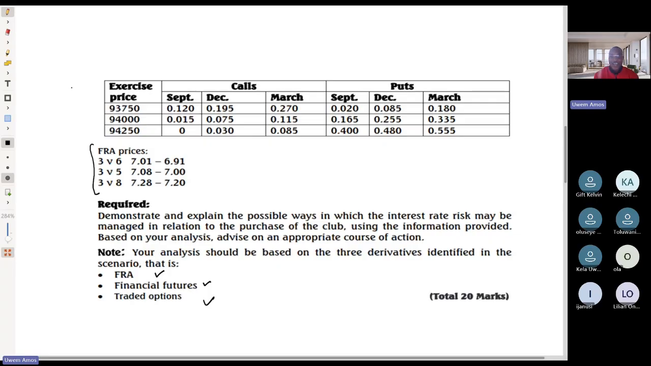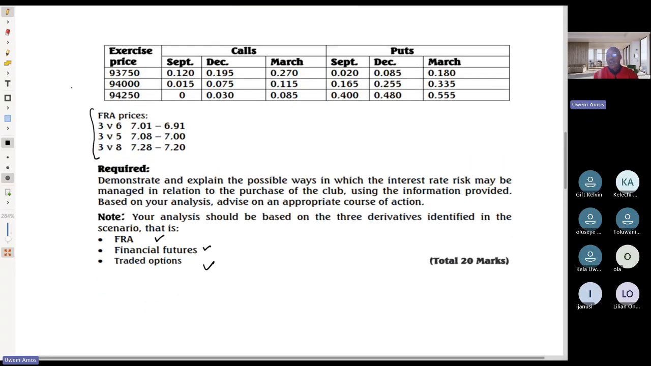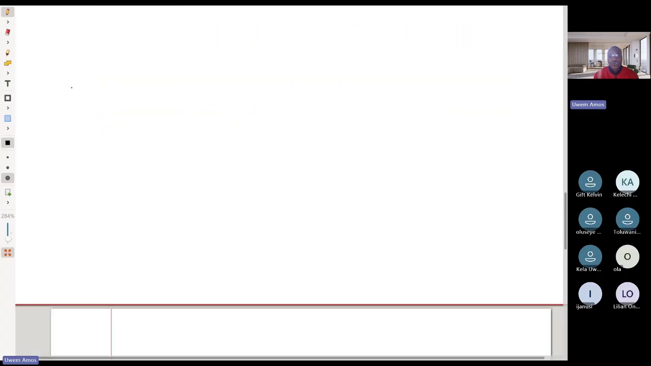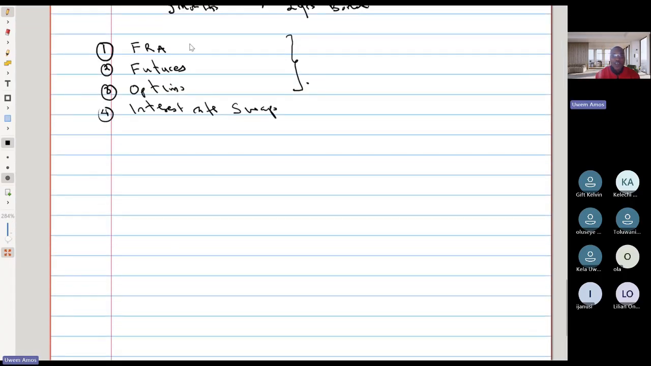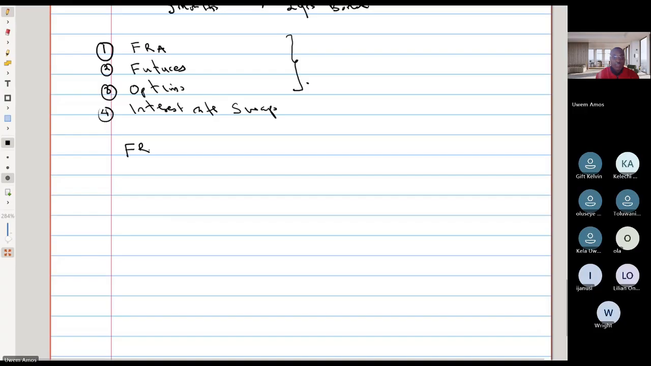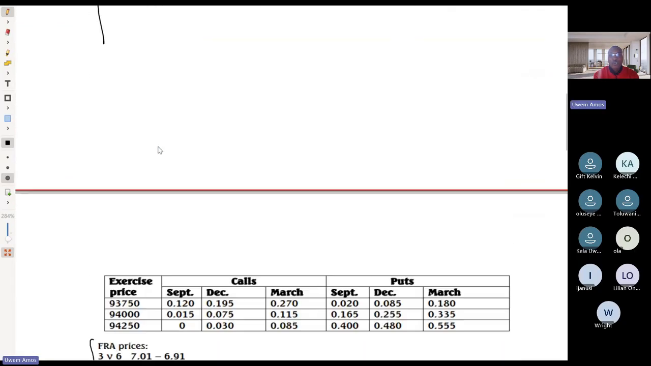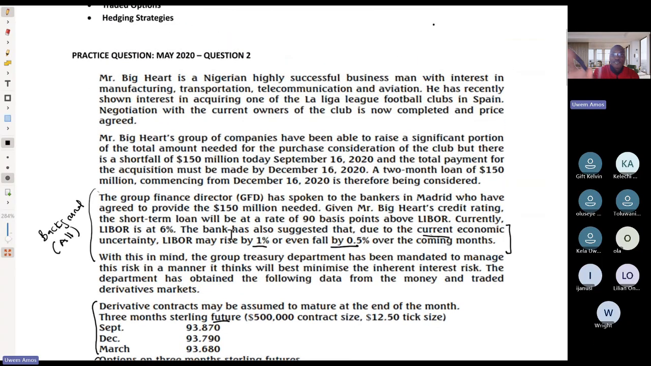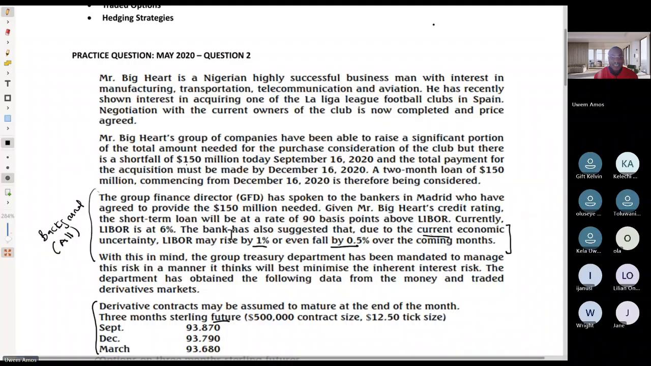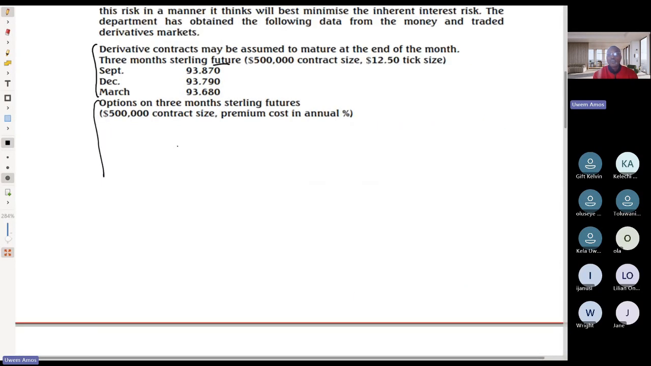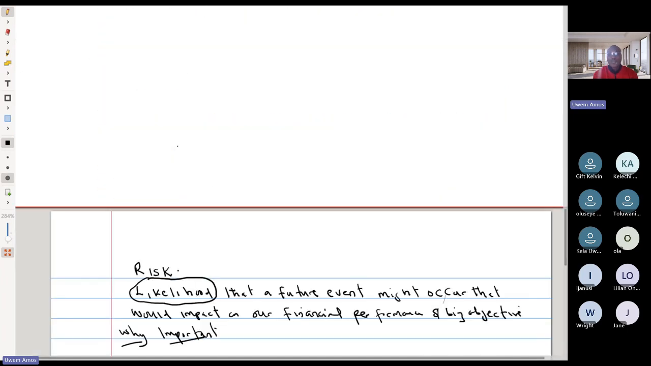So let's get right to FRA then quickly. So first is FRA. He wants to protect himself against interest rate with FRA. All right, so let's begin with FRA, which is our first part then. FRA. Mr. Big Heart is considering borrowing the sum of $150 million, which is the balance he needs for the La Liga club. And he says, for me to protect myself against interest rate movement, I want to use a forward rate agreement. So what is a forward rate agreement?